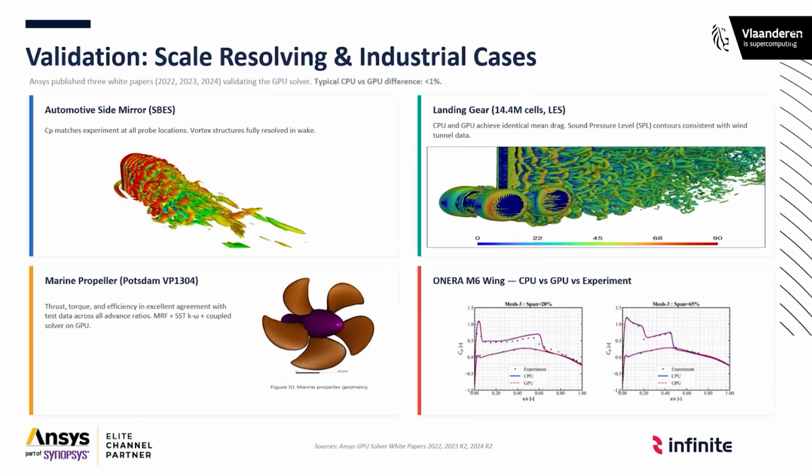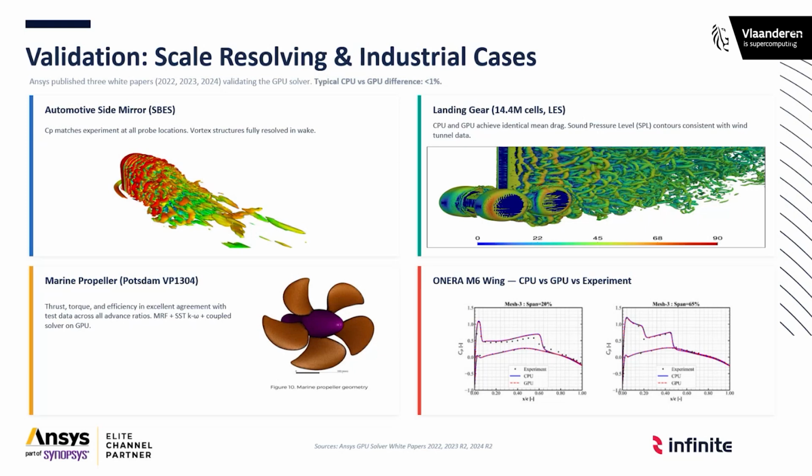Then, of course, it's a very strong message, the GPU solver, and very interesting. But of course, we still need to prove its trustworthiness because we completely rewrote the solver from scratch. Therefore, Ansys releases year by year a white paper with several cases on the GPU solver, where we typically see that the results CPU versus GPU are below 1%, and in most cases also match very well with measurement data.